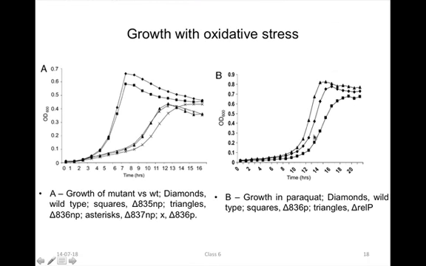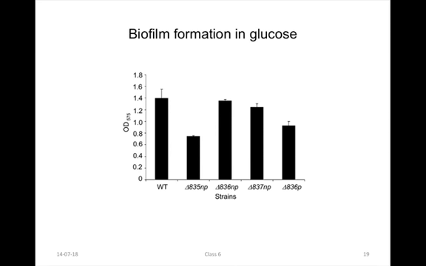And letter B, what they're doing is they're adding paraquat to show if there's a difference. And there seems to be a difference, but it's a slight difference. Next, what they do is they try and look at the biofilm formation, and they say that if you look at the deletion of 835 and 836, that affects the biofilm the most.